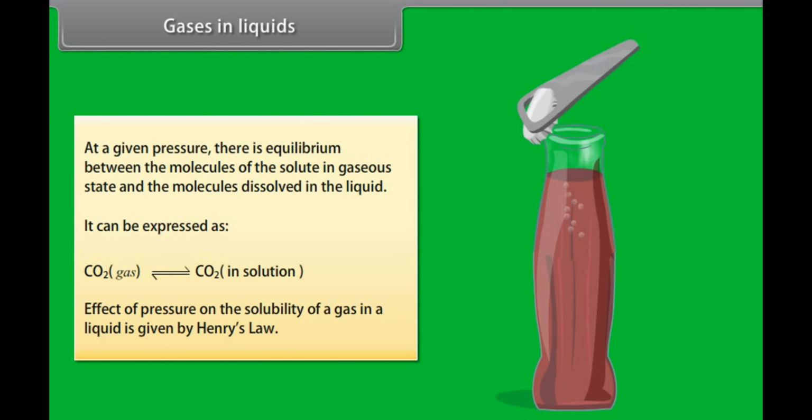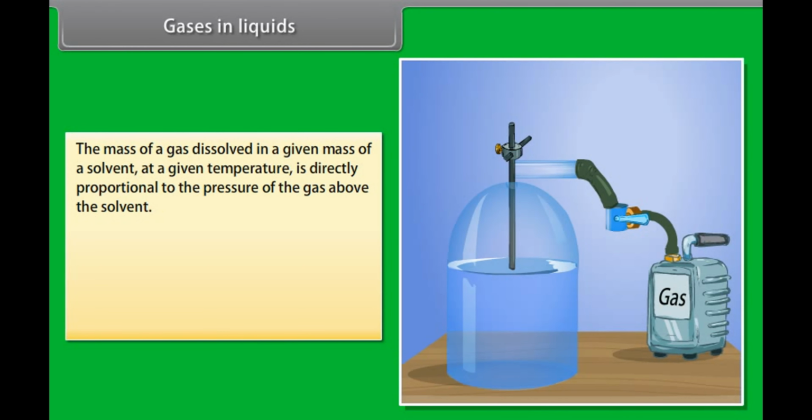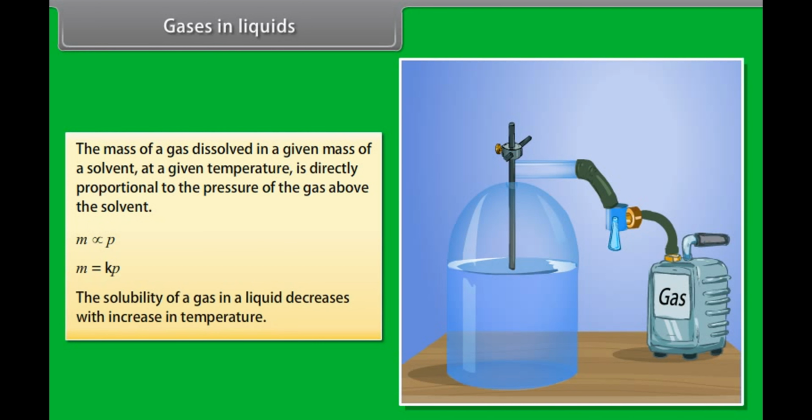This law states that the mass of a gas dissolved in a given mass of a solvent at a given temperature is directly proportional to the pressure of the gas above the solvent. M is directly proportional to P. M is equal to Kp. The solubility of gas in a liquid decreases with increase in temperature.